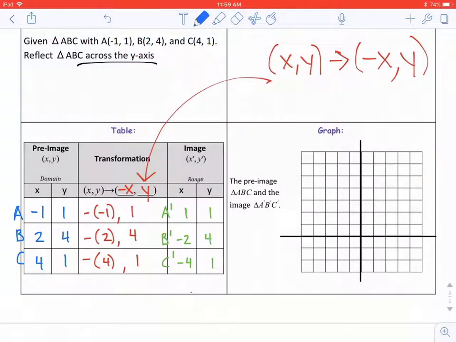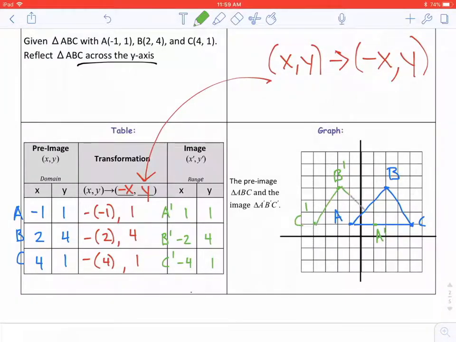So we need to go to (-1, 1) to graph A. B is located at (2, 4). C is located at (4, 1). And then we can draw our triangle ABC. Let me grab my green pen. So A prime is located at (1, 1). B prime is located at (-2, 4). And then C prime is located at (-4, 1).